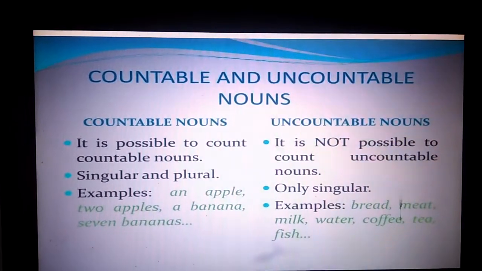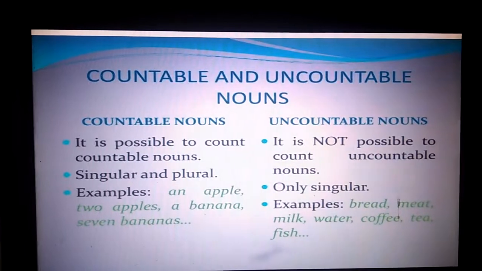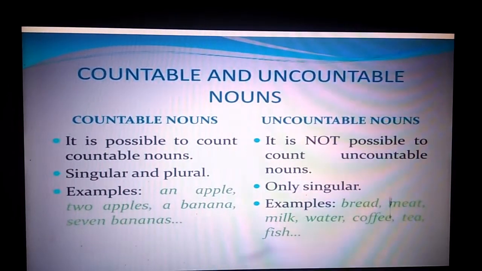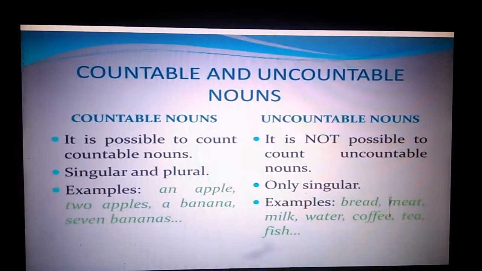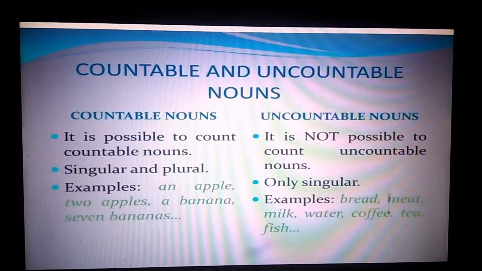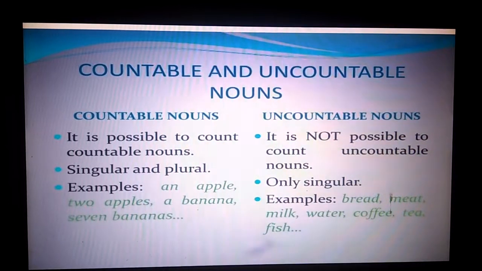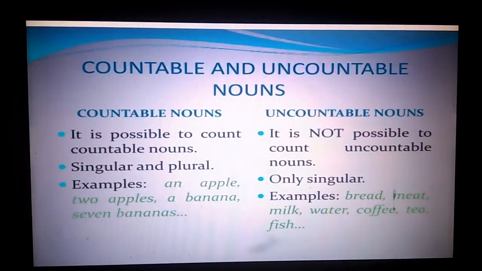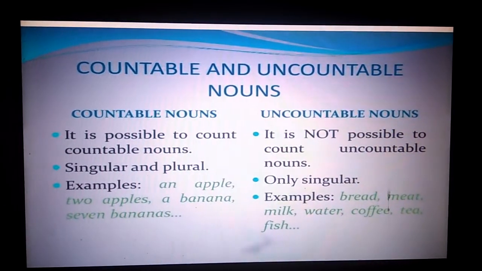Uncountable noun: it is not possible to count. The nouns which we cannot count in number are called uncountable nouns, and uncountable nouns are only in singular form. For example: bread, meat, milk, water, coffee, tea, fish.